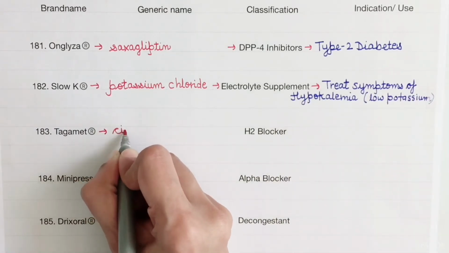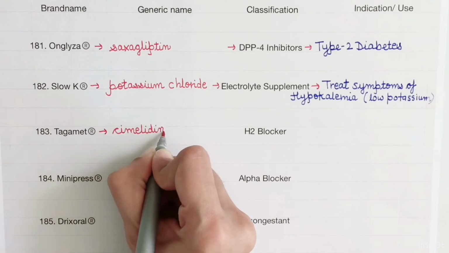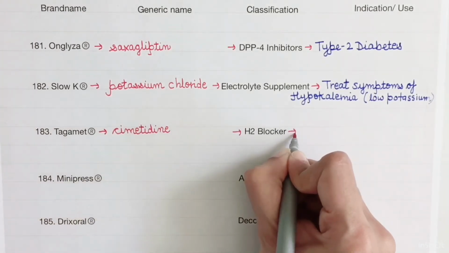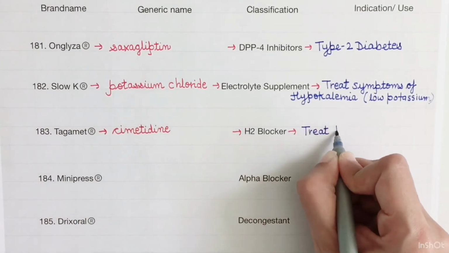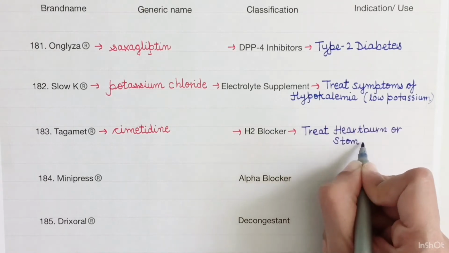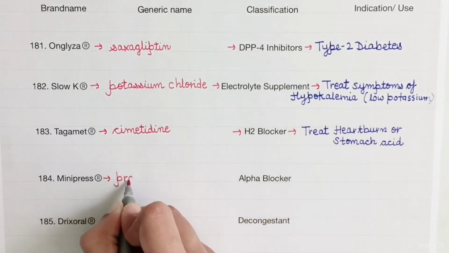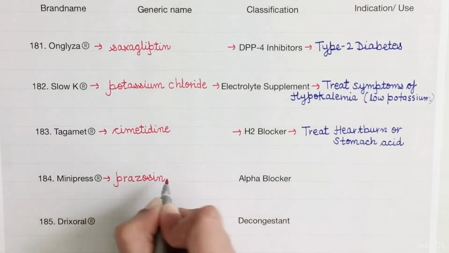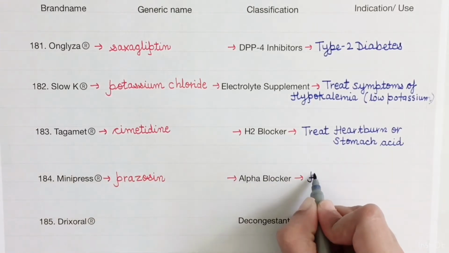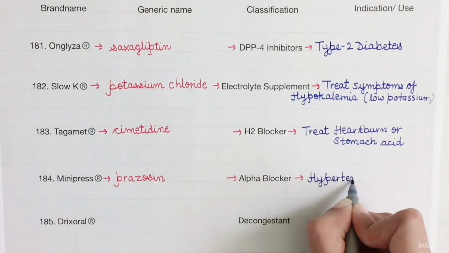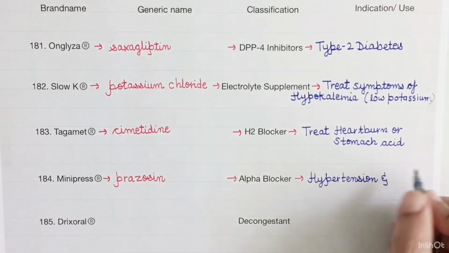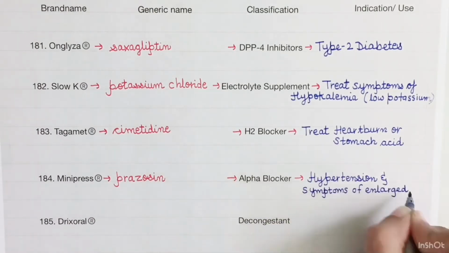183 is Tagamet. Its generic is cimetidine. Its class is H2 blocker and it's used to treat heartburn or stomach acid. 184 is Minipress. Its generic is Prazosin. Its class is alpha blocker and it's used for hypertension and symptoms of enlarged prostate.